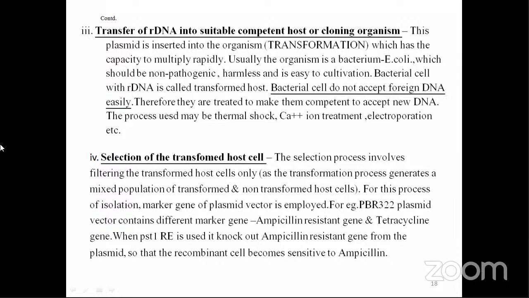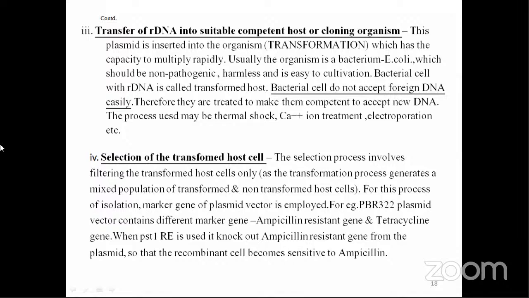Okay, and this plasmid is inserted into the organism. Now it is inserted into the bacterial cell, that is E. coli, and this process is known as transformation, which has the capacity to multiply rapidly. Usually, the organism is a bacterium E. coli, which should be non-pathogenic. That means it should not have any type of problems or diseases or any type of pathogens in it. It should be harmless and easy to cultivate.